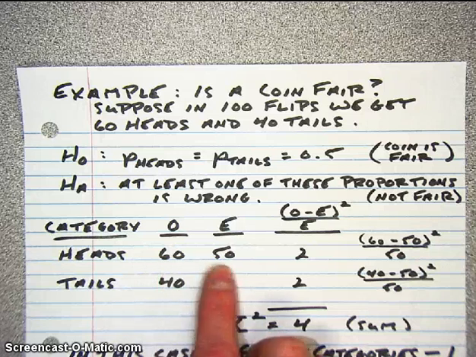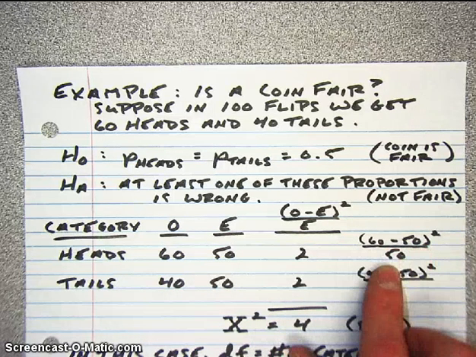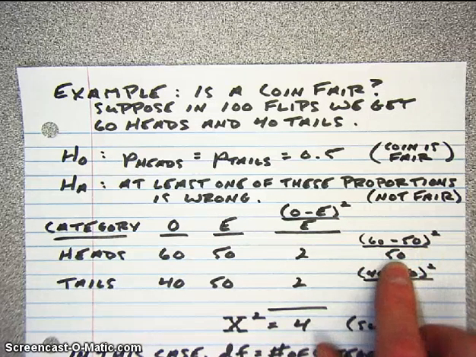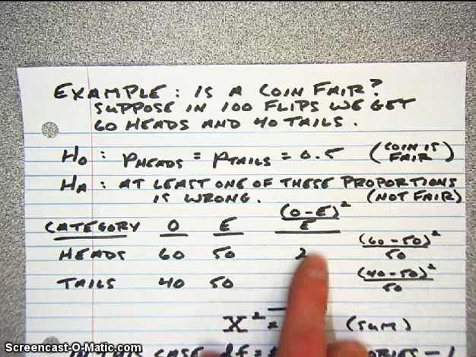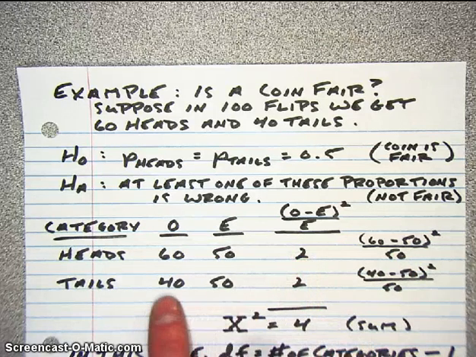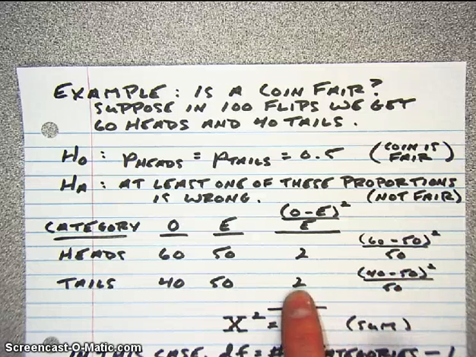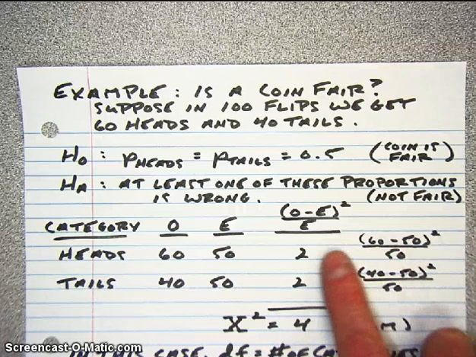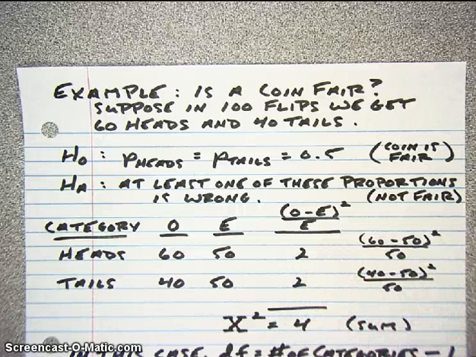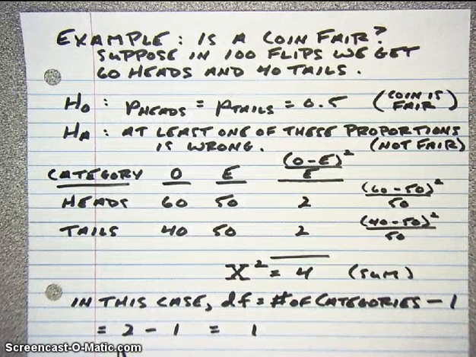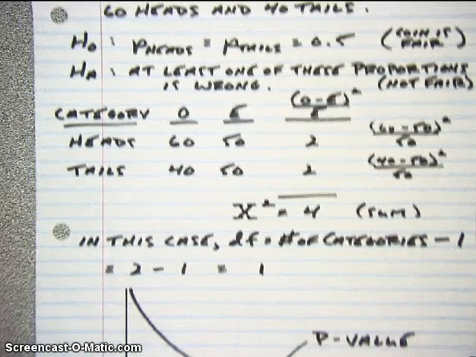Now, for heads, we have 60 minus 50 squared divided by 50. And that'll give us a value of 2. 60 minus 50 is 10. 10 squared is 100. Divided by 50 is 2. So that component of the chi-square statistic is 2. The other component of the chi-square statistic is 40 minus 50 squared divided by 50. That is also 2. So we're going to take these two components, 2 and 2, and add them up, and that will be our chi-square statistic. In this case, it's 4. In this particular situation, the degrees of freedom is equal to the number of categories minus 1. Since we have 2 categories, heads and tails, we subtract 1, and we get 1 degree of freedom.